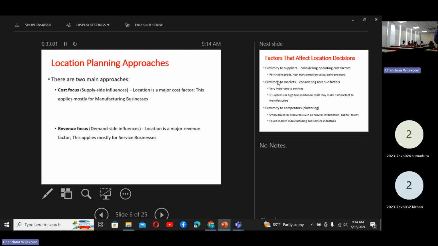We can classify them into these two and identify these two approaches for location decisions, as mentioned here. One approach, we call it the cost focused approach for location selection. Cost focus. I will explain it. And the other one is called the revenue focus approach for location selection. Right. Cost focus and the revenue focus.